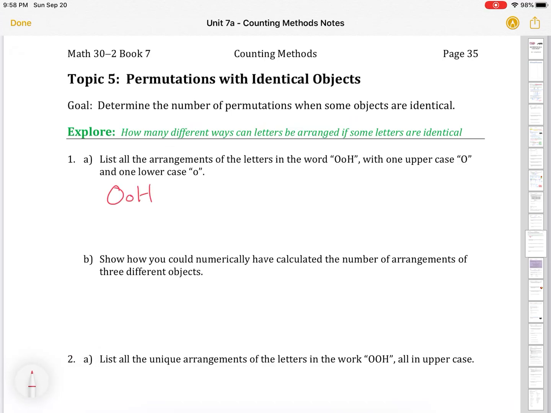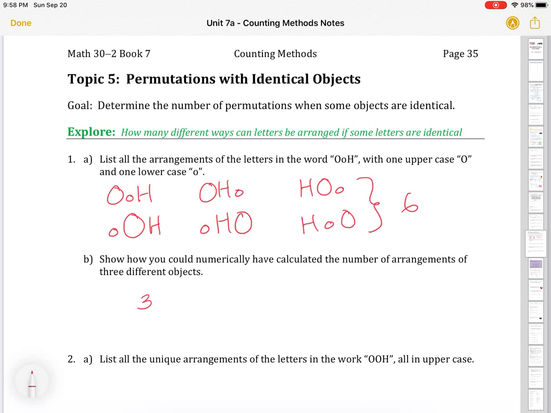List the arrangements of the word OOH with one uppercase O and one lowercase o. Well, we could go O-o-H as in the original. We could switch those two O's, have a lowercase and an uppercase. Now we could move the H over, so we could go O-H-o, starting with the uppercase, or we could start with the lowercase. We could again move the H over, uppercase, lowercase, and then we could flip those two. So we get a total of 6.